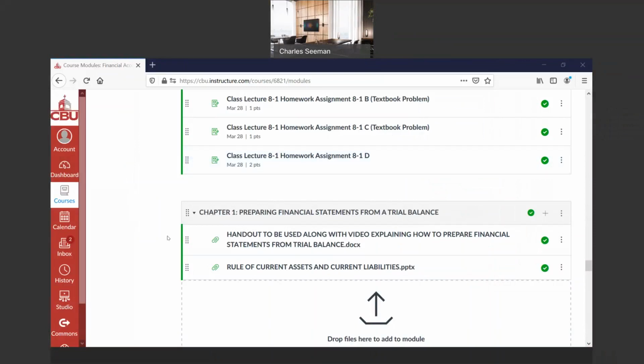You do need the handout to go along so you can follow along. This is a completed copy. This is the result that we're going to get. And you can follow along where I'm getting the numbers using this.